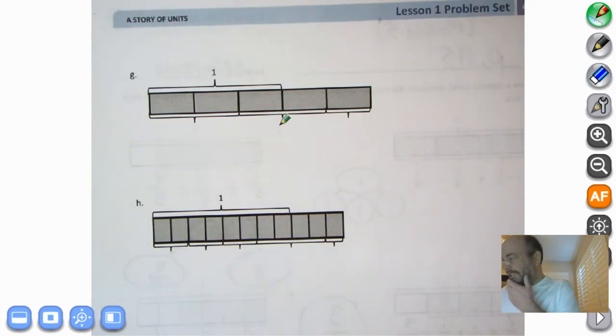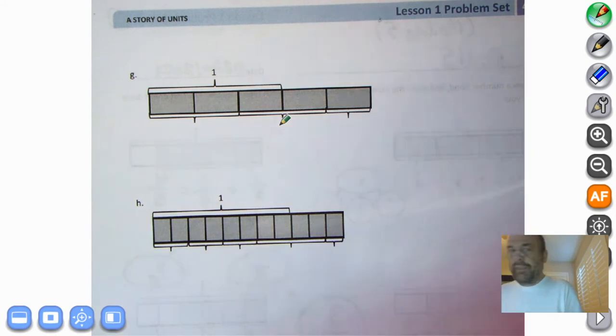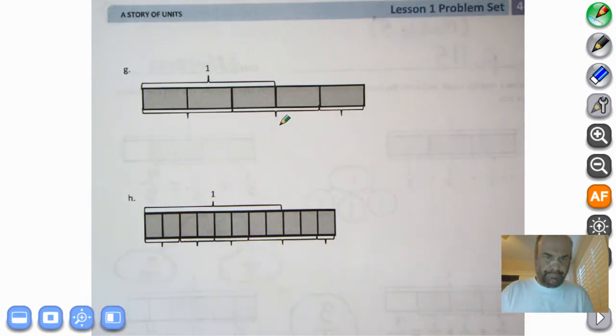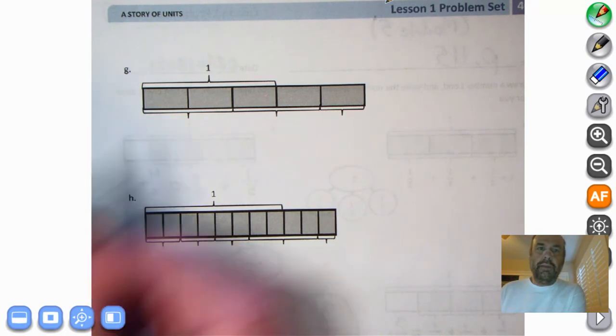We're on page 116, the flip side. Let's see what we got going on here. Looks like we are dealing with fractions that are greater than 1, and we're going to dissect that a little more. So let's see what we have here.